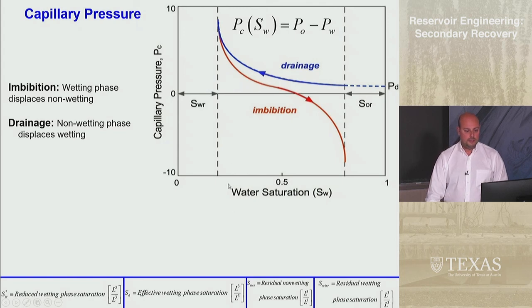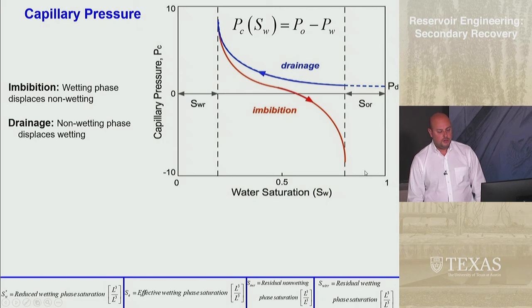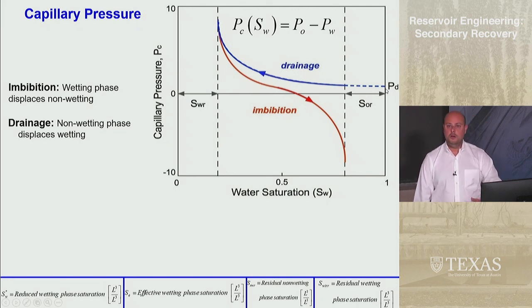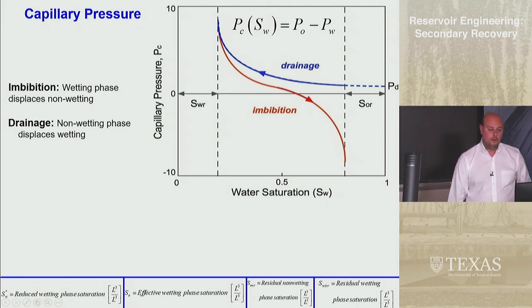And that curve looks like this. So right here is the residual water saturation. Right here is SW is equal to 1 minus SOR. This is the imbibition curve. And then you have a different curve for drainage when oil displaces water, and that looks like this. So this is this blue curve right over here. This PD is what we call the capillary entry pressure. That is the pressure we need to overcome for the non-wetting fluid to invade the matrix that has water in there.